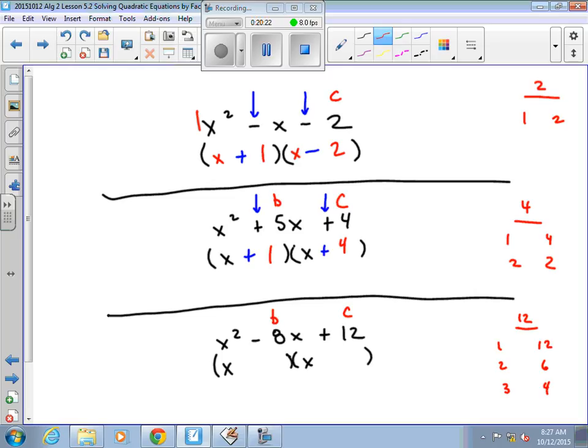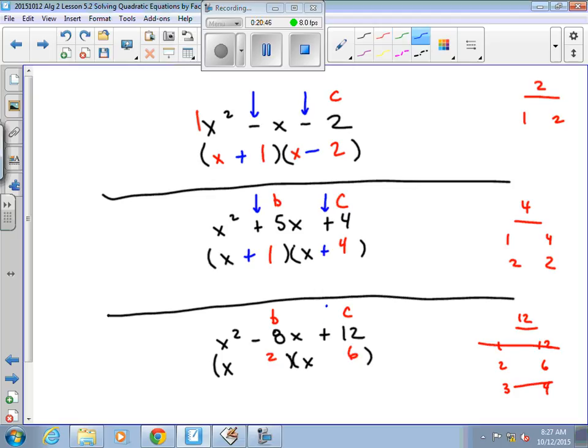Again, don't think of positives and negatives. It makes it harder. Just 8. 1 and 12 get you 11 or 13. So it's not that pair. 2 and 6 get you 4 or 8. So it's possibly that one. And 3 and 4 get you 7 or 1. So that's not it. So we got to use 2 and 6.